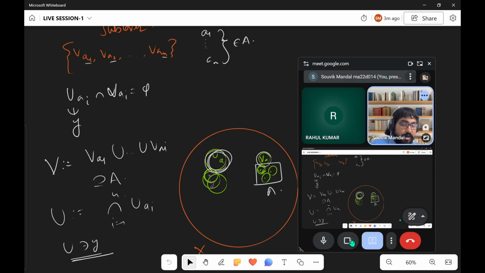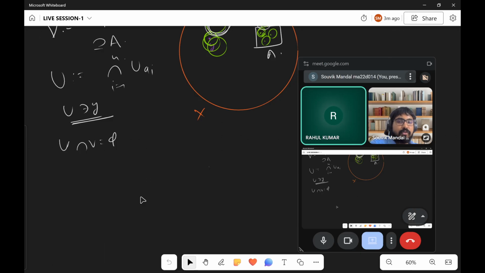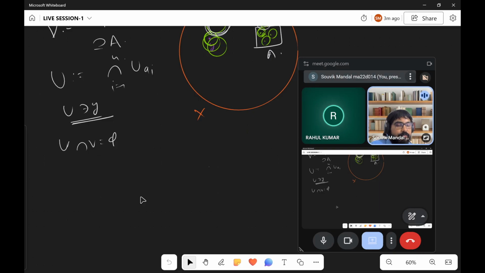Okay, so please try to show that U intersection V is empty mathematically, not diagram-wise. That means you have to assume that U intersection V is non-empty, then you have to find some contradiction, correct? So please try to do that. Yes, sir.